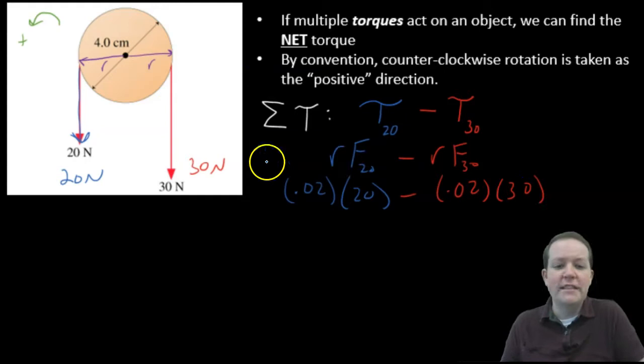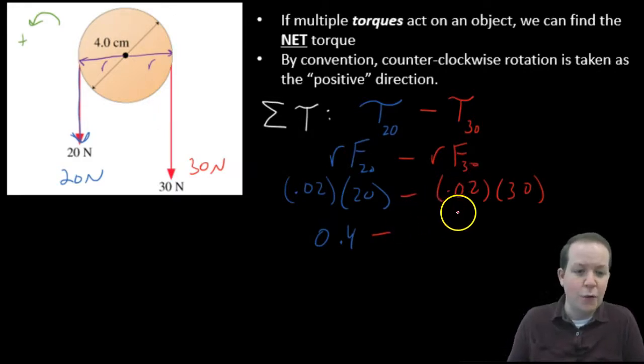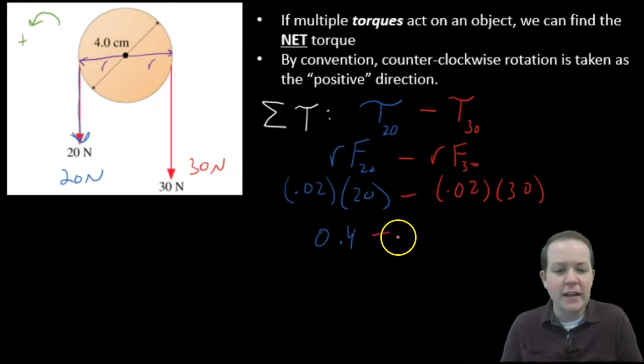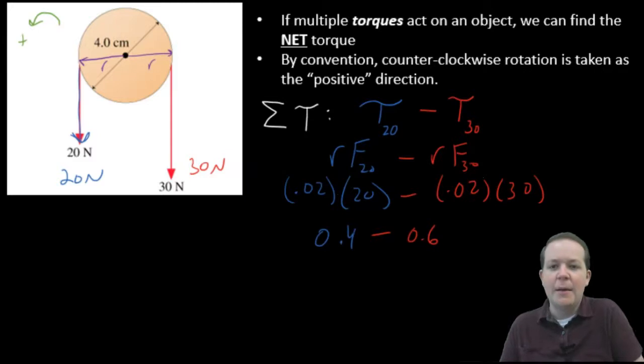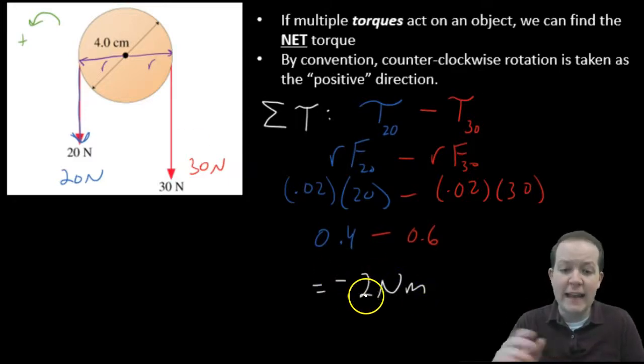Well, what's 0.02 multiplied by 20? It's 0.4. If I'm making a math mistake, let me know in the comments. Sorry, I have to move over a little bit. What's 0.02 times 30? I got 0.6. My final answer, what's 0.4 minus 0.6? I have negative 0.2 Newton meters. That is the total net torque.